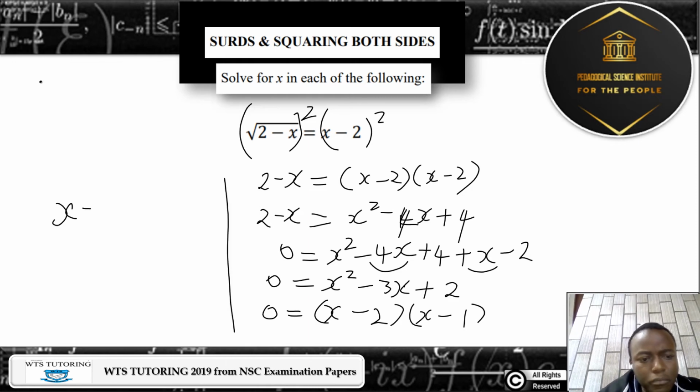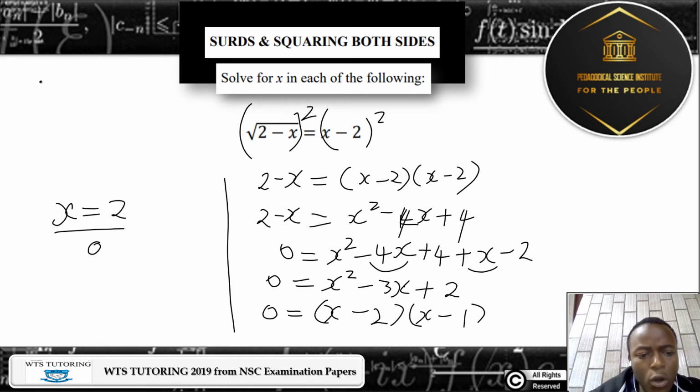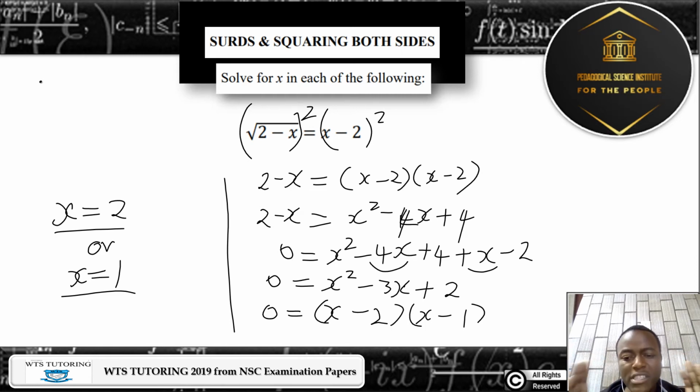My x, now zero factor rule, x minus 2 equals 0, x minus 1 equals 0. Then my x is equal to 2, or my x is equal to 1. Okay, listen very carefully. When you are solving for surds, such an equation that has a root, always notice that there is one answer that is incorrect.